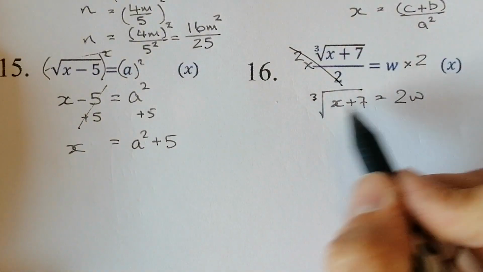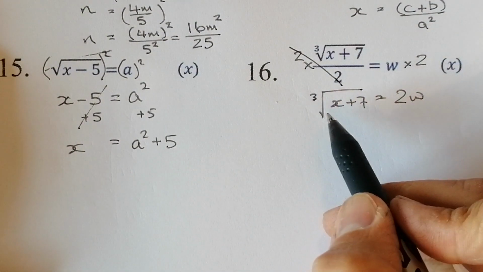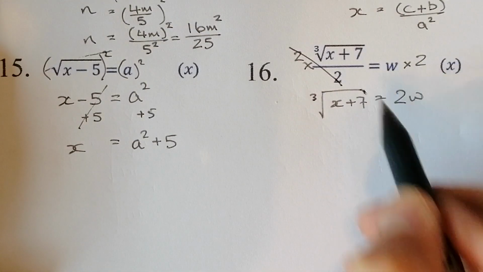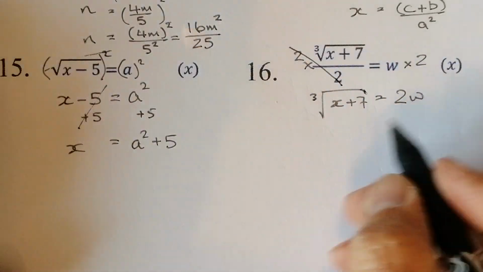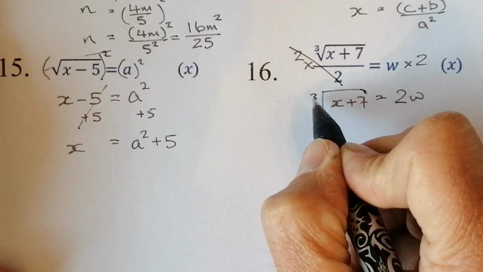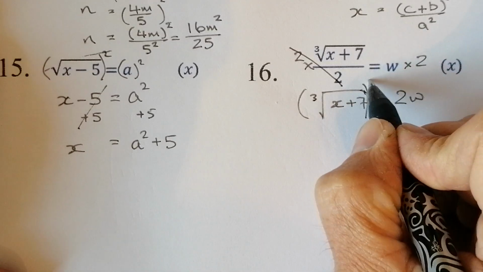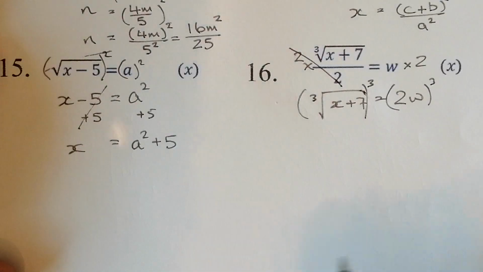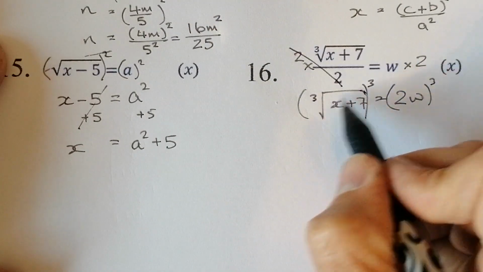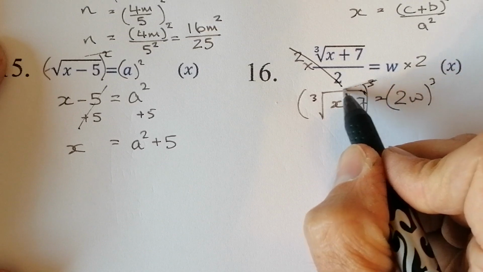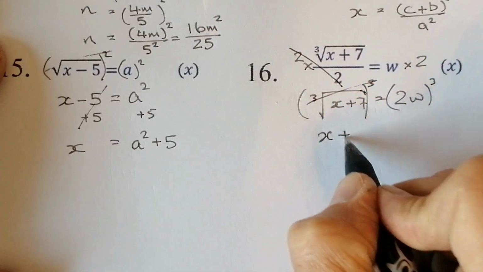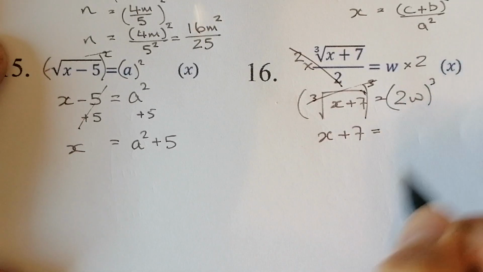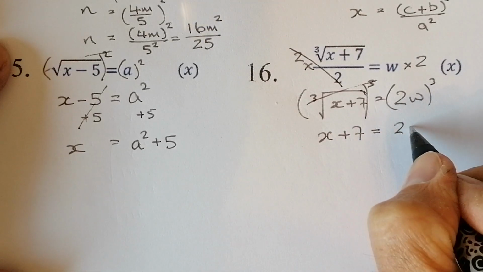Now the only thing I can get rid of here is the cubed root sign. I can't get rid of the 7 at this stage because it's trapped. It's like it's trapped there by the root sign. So if I cube everything, so instead of a cubed root, I'm going to cube everything to the power of 3. So I must cube everything on this side here as well. So what I've got here is I'm going to eliminate the cube and the cube root. So that leaves me with x plus 7 on this side here, and that equals 2w cubed. Okay, so 2w cubed.